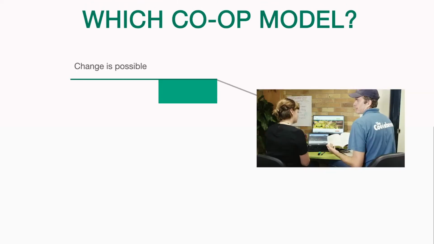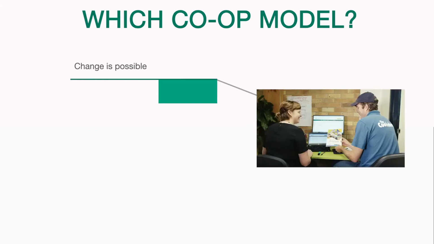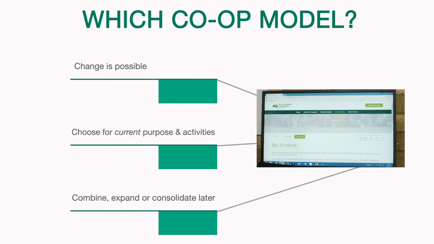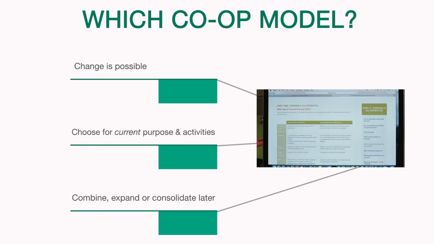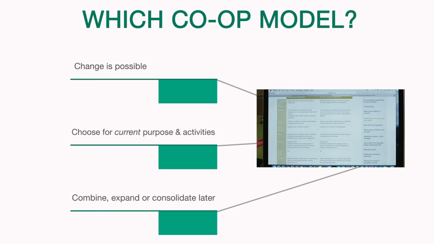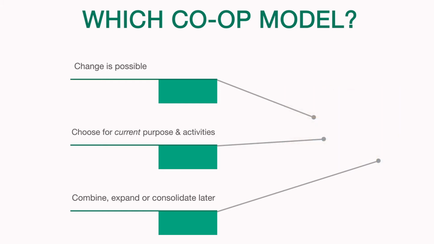It is possible to change the co-op type later and ensure that existing members' rights are protected. Don't be tempted to choose the biggest with all the bells and whistles. It may be more than you need. You should make your choice based on your co-op's current purpose and primary activities, without trying to guess what may happen in the future. Often, new farmer groups need to learn about each other and how to work together before committing to a broad range of functions. But sometimes, planning broad functionality in the beginning may be a good strategy.